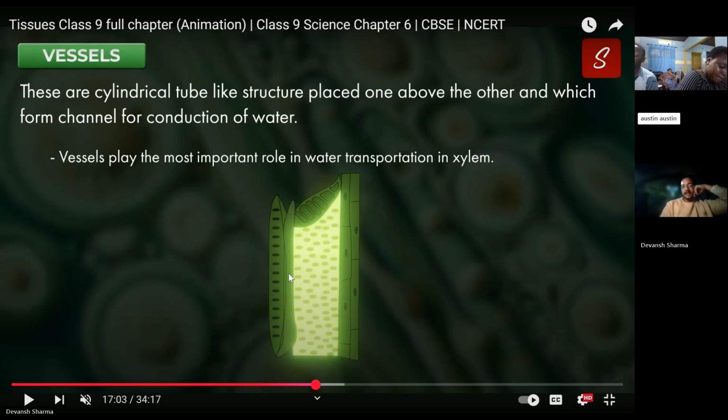So the next part is your vessels. Give the heading vessels, and in the diagram, label this bright part as vessel. Vessels are cylindrical tube-like structures placed one above the other, like this. See here, can you see one over the other? Yes, like this the vessel cells are placed, and they act as a filtration part.